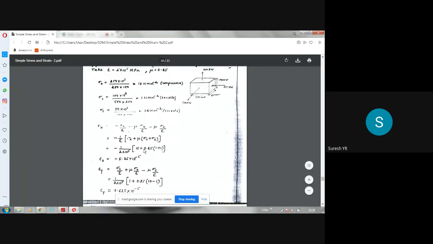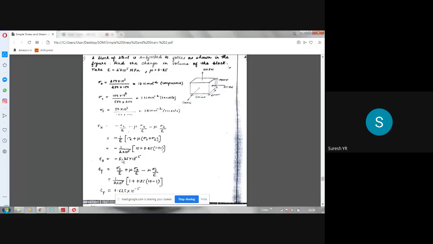Here you need not worry about the sign because sign has been considered here only. Only numerical values you have to take. Whether it is tensile or compressive, it is immaterial. We have taken that into account here. Minus represents compression, plus represents tension. Now, .25 into 10 power minus 5 is the strain in x direction due to all the stresses, sigma x, sigma y, and sigma z. That is the meaning.